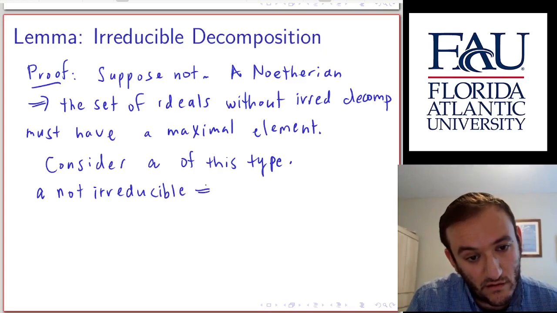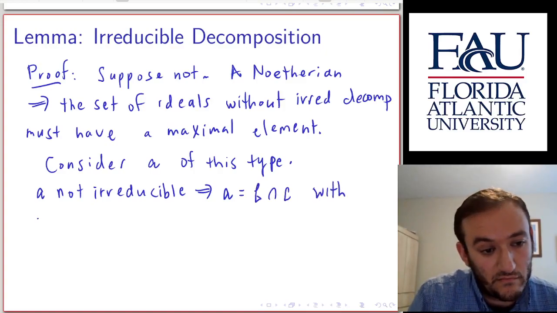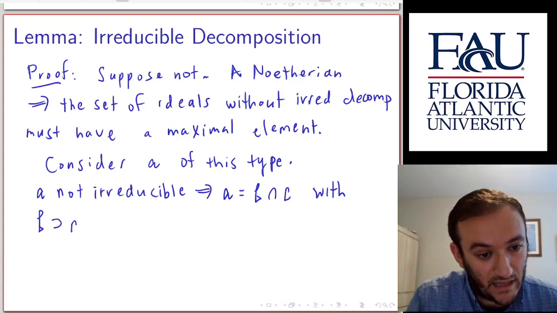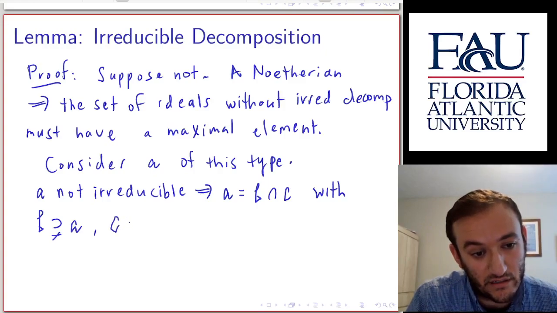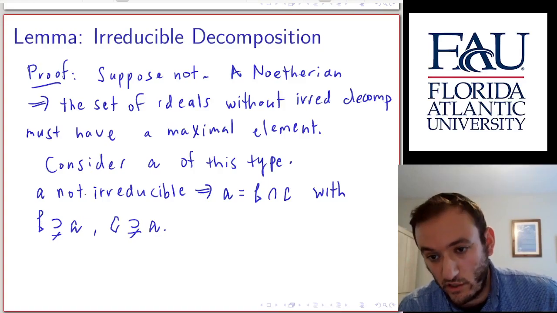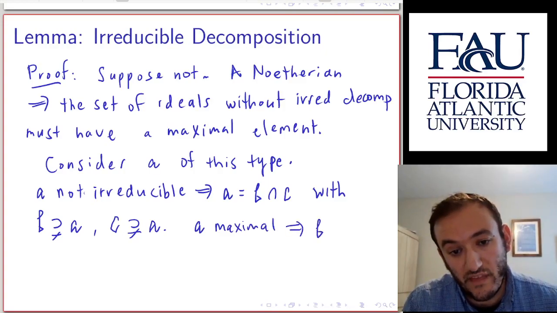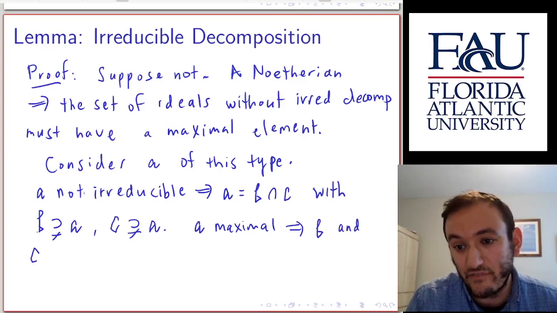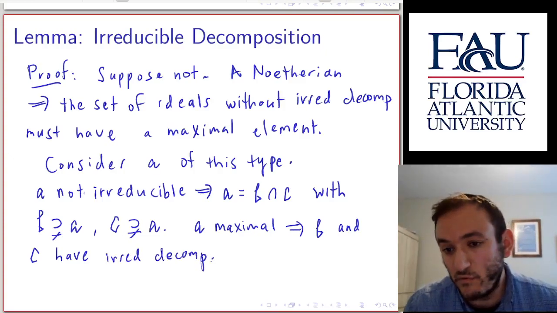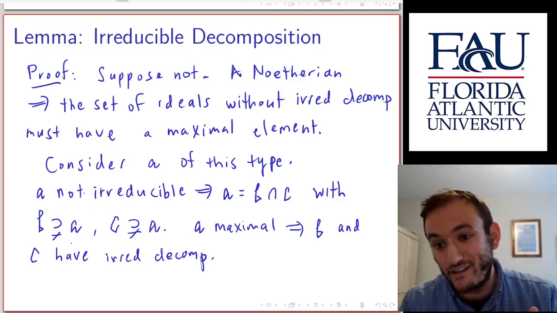So that means we have A equal to B intersect C, with B strictly containing A, and C strictly containing A. But both of these are larger than A, and because A was maximal in the set of ideals without irreducible decomposition, that means that B and C must have irreducible decompositions. So both can be written as a finite intersection of irreducibles, but then A can just be written as a finite intersection of those.